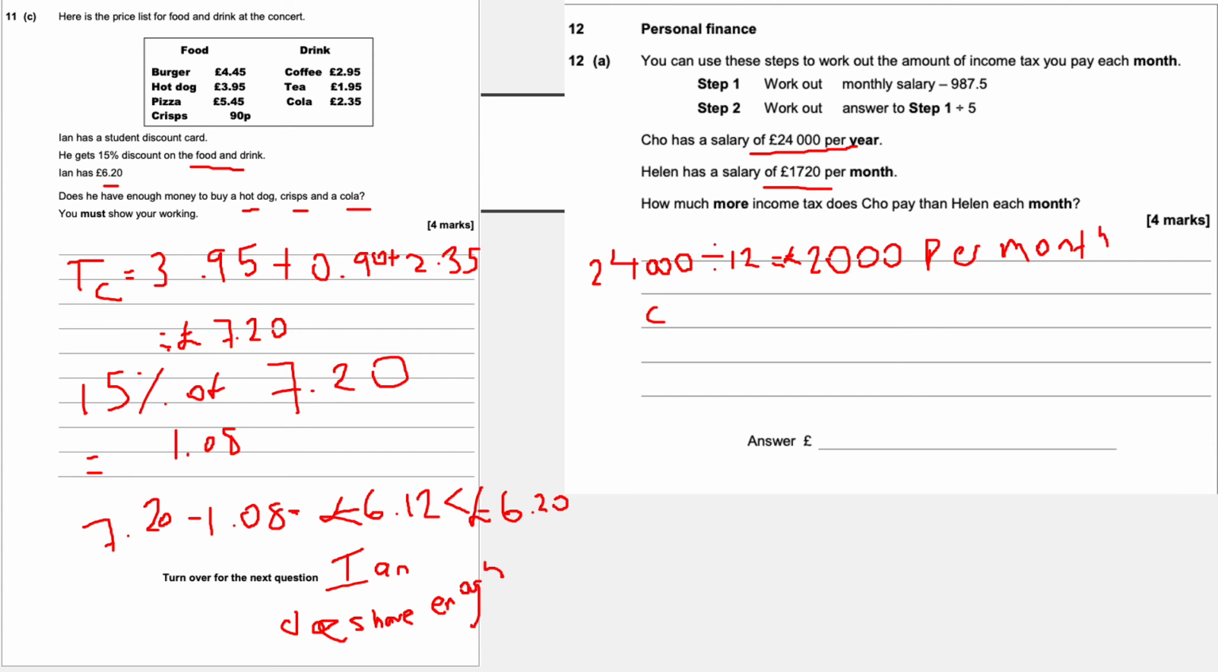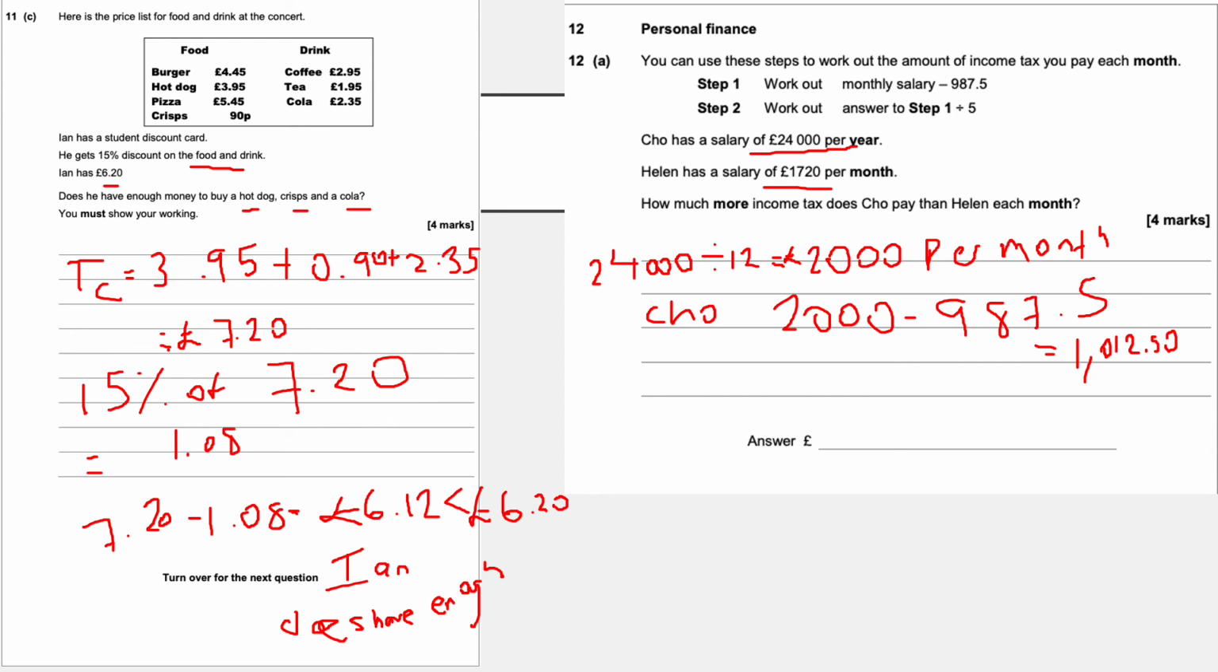So let's do Cho's first. So work out her monthly salary, subtract 987.5. So that is going to give us an answer. I'm trying to do this in my head, guys. I believe it's going to give us an answer of £1,012.50, I think. Yep. So £1,012.50. Oops, 0.5. Sorry. Ignore that other 5.